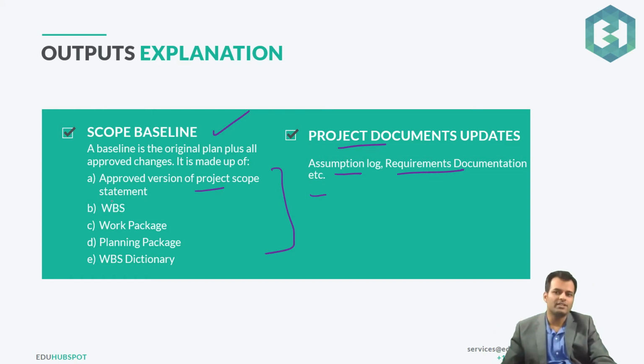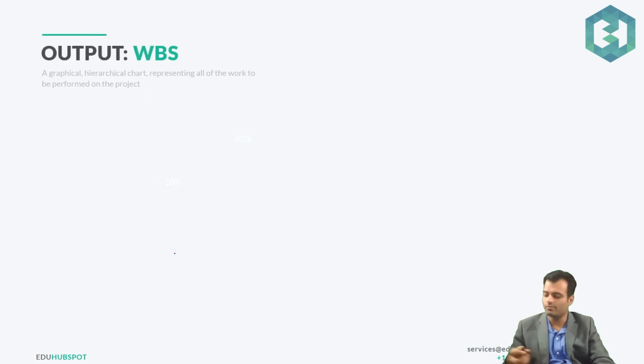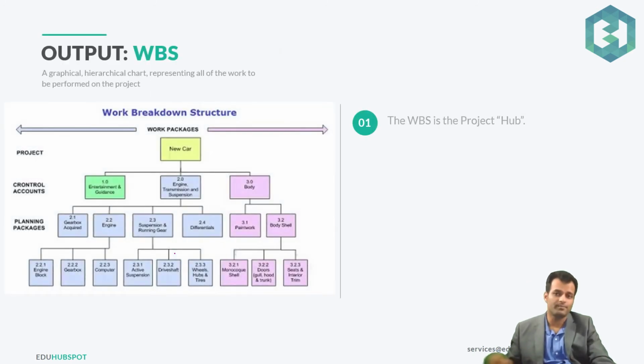Then you will have the WBS, the hierarchical tree, the work packages I have been talking about, which is actually a part of WBS only. Then we have planning package, again a part of WBS would also be there. And then this is a separate document, which is our WBS dictionary, which will define in much more detail what all things are part of WBS. So let's first see these WBS, the critical output we have.